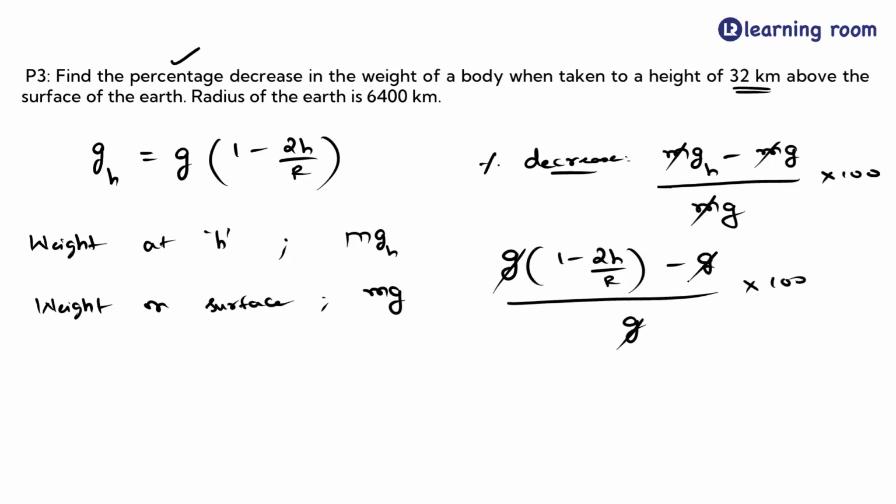G into 1 minus 2h divided by R minus G, the whole divided by G into 100. So G will also get cancelled. 1 minus 2h divided by R minus 1 into 100. So 1 and 1 will get cancelled. Minus 2h divided by R into 100.